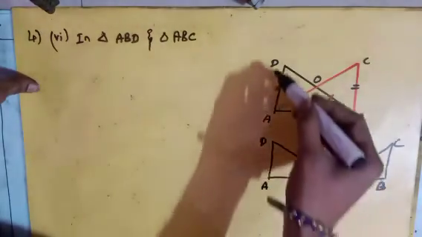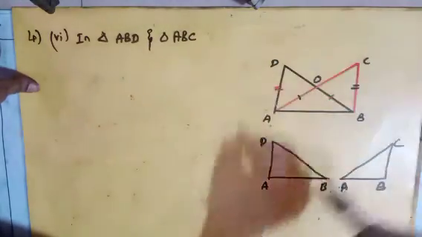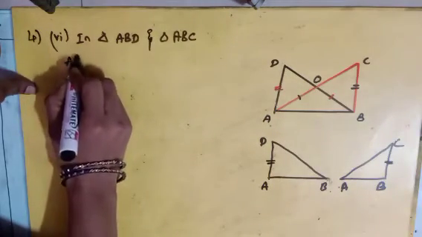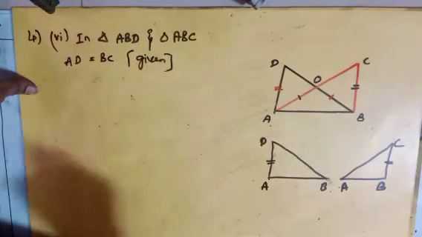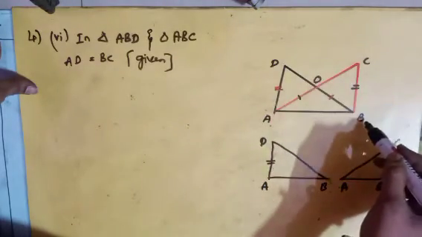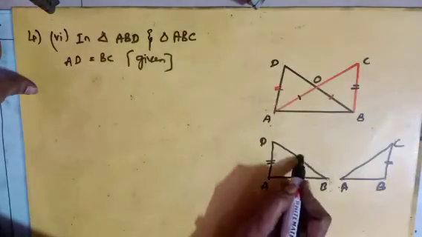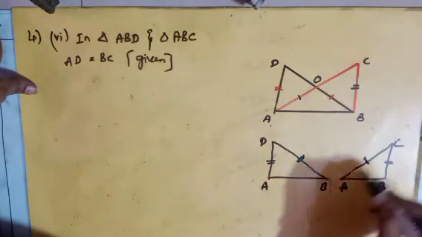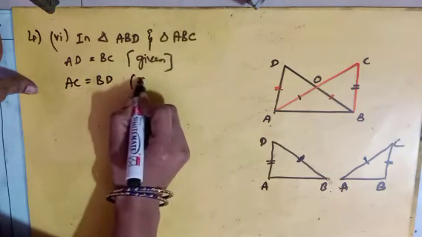Next, what is given? AD equals to BC. It is given. So AD equals to BC. Next, again, what is given? AC equals to BD. Let me write AC equals to BD. It is also given.